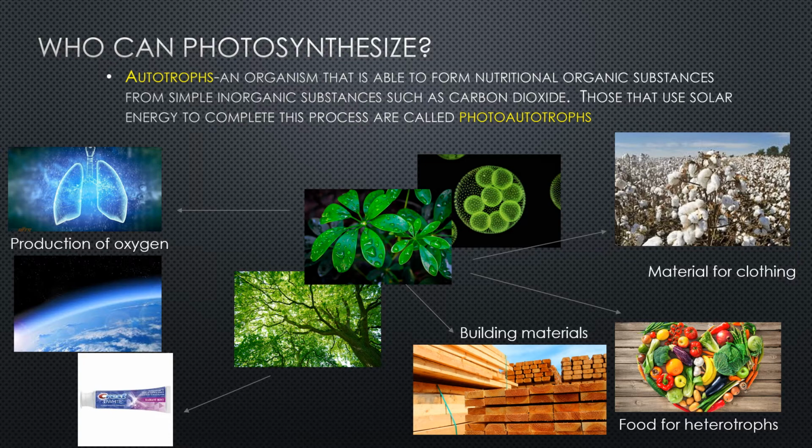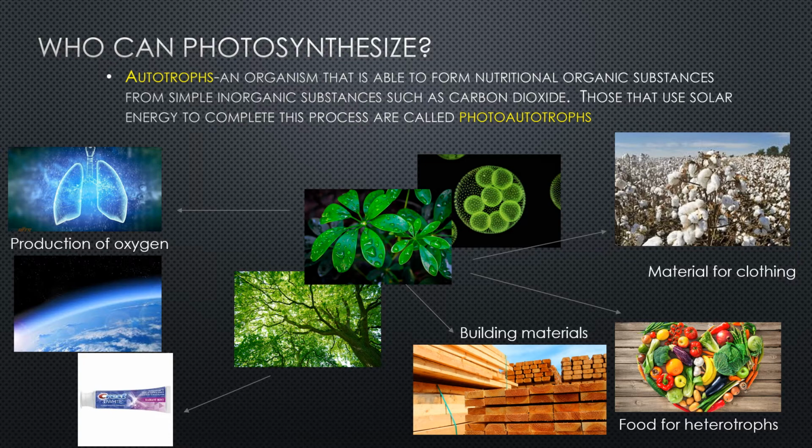But in more general terms, it is what we call an autotroph. Auto meaning self, troph meaning feeder, so it is a self-feeder. So it's an organism that's able to form nutritional substances from simple inorganic substances. And specifically for photosynthesis, that's using solar energy to complete that process, and those autotrophs are called photoautotrophs, photo being light. So this is when your Latin roots come in very easily.